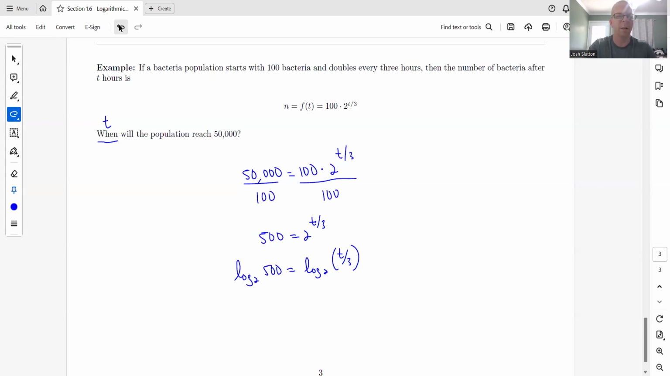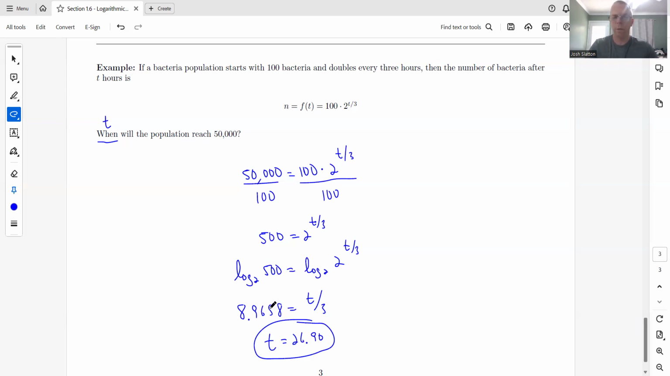I'm sorry, that's not right. Log base 2 of 2 to the t over 3, and then the log base 2 and the 2 are going to cancel, and we can put this in the calculator. So let's see what we get here. 8.9658, and then the log base 2 and the 2 cancel, and we just have t over 3. Now it's a very simple equation. Multiply both sides by 3, and we get t equals 26 point, we'll just round it to 2 digits and say 26.90.